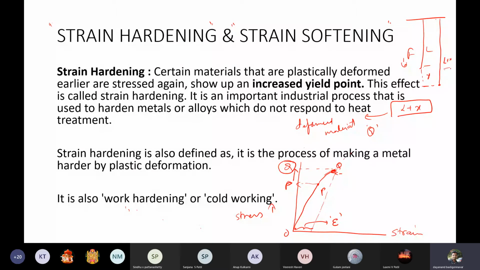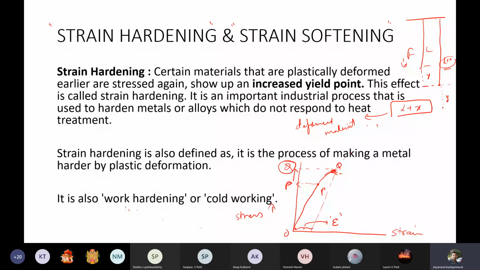So after taking this material, I have to apply the stress again. When I apply stress again to this new deformed material, it will extend again. It is going to extend like this again. So this is acting as a new material. L plus x is the original length and there is a deformation y again. You are getting the point? So therefore we will have a new value of elastic limit for the material.